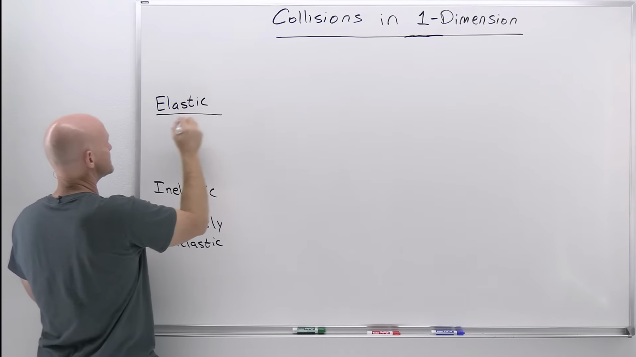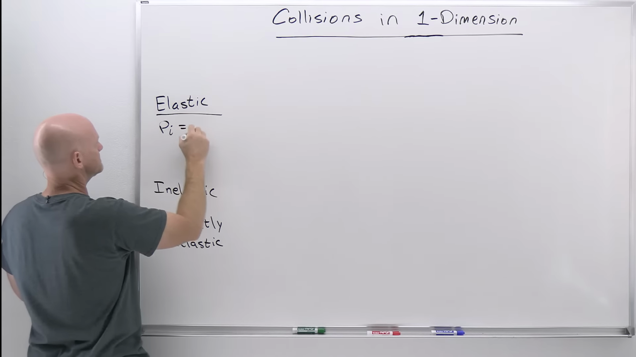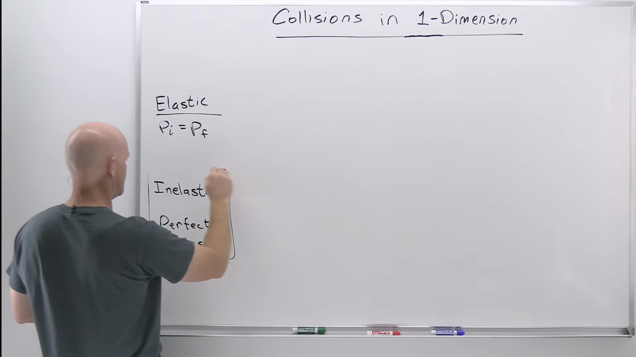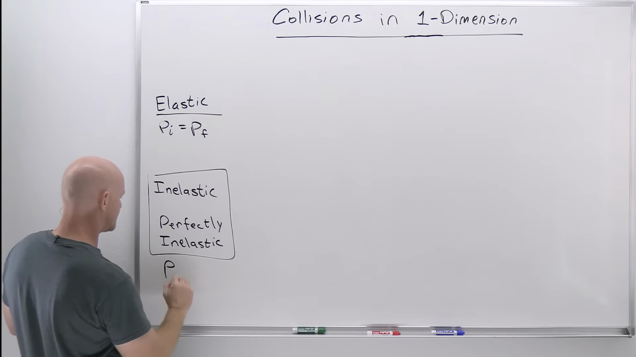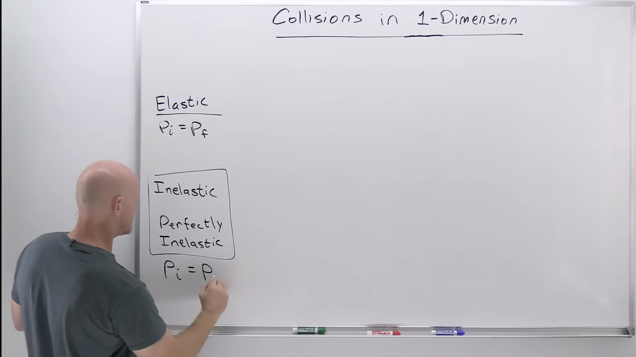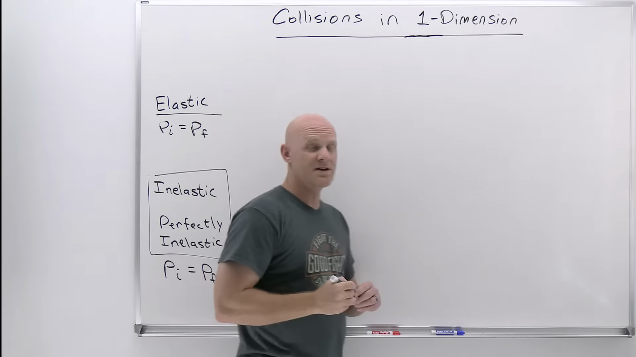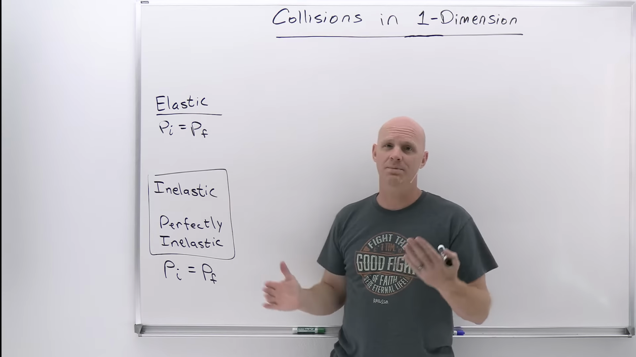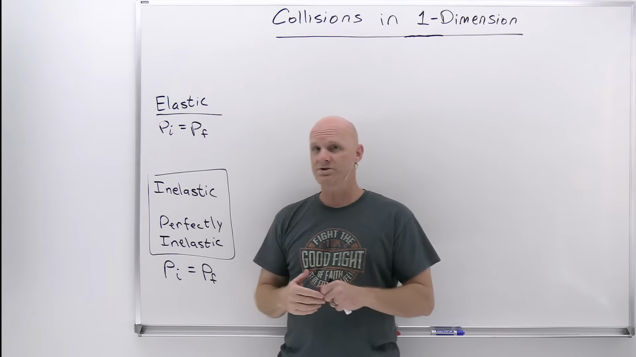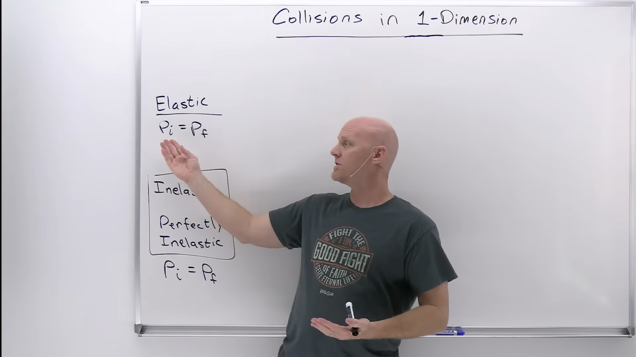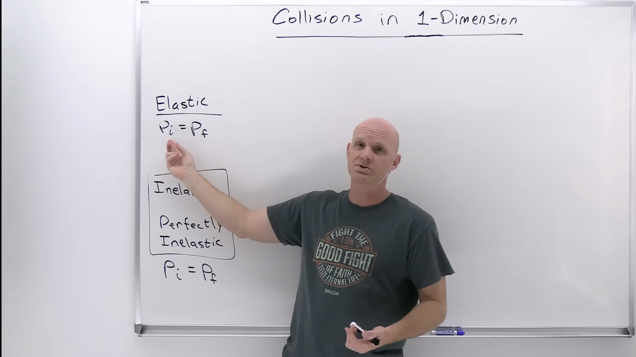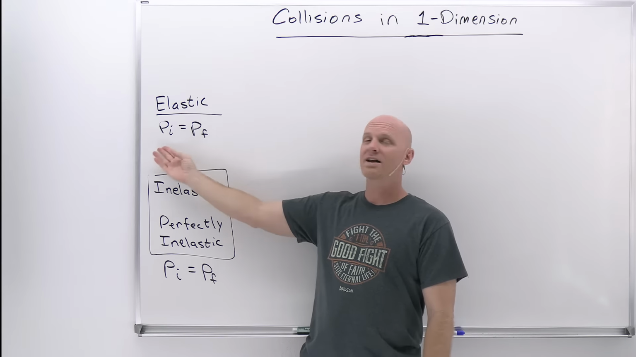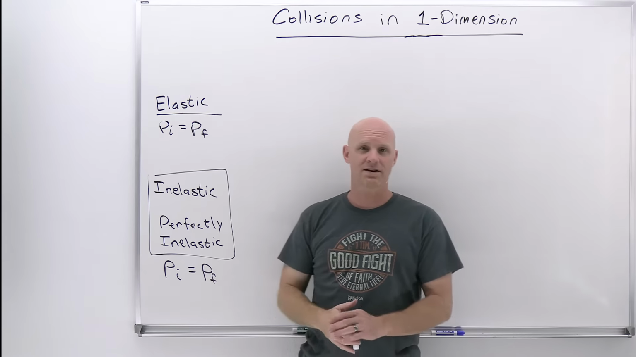For an elastic collision, we'd say that P initial equals P final. For both inelastic and perfectly inelastic, we'll say the same thing: initial momentum is going to equal final momentum. That is always going to be true, and that's generally going to be the first equation you set up. For two objects, you're typically going to have m1v1 initial plus m2v2 initial equals m1v1 final plus m2v2 final. That's how that's going to play out. Same thing again with the inelastic.